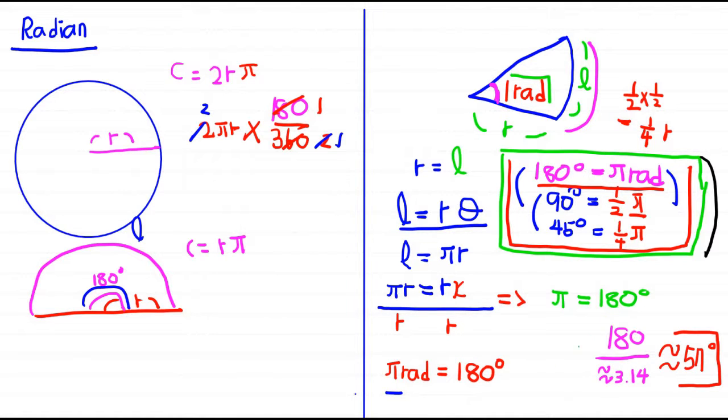So I'll write down here that we figured out that pi radians is equal to 180 degrees. We also figured out, I'll write in a different color, that 1 radian is equal to approximately 57 degrees.